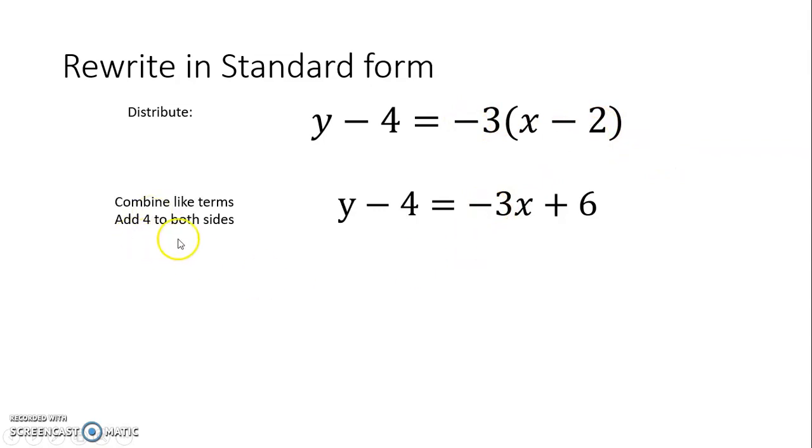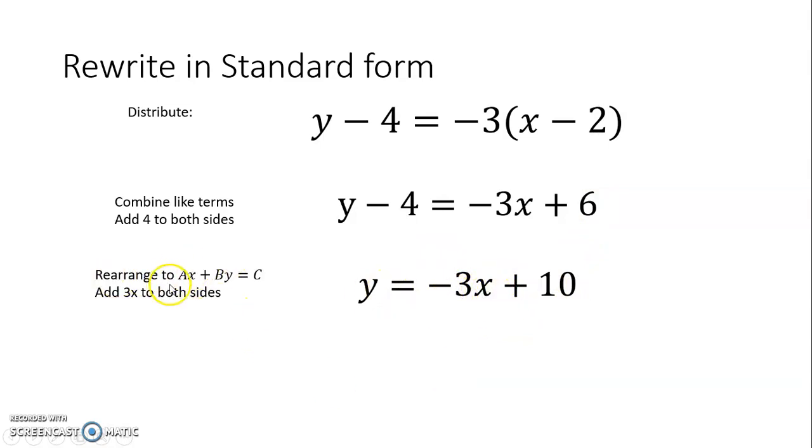Combine like terms. To do that, we need to add 4 to both sides. Let's get this 4 over with this 6. So if we add 4 to both sides, the 4 cancels here, and we end up with 4 plus 6, that's 10. And now we want to get this term that has the x in it over with the y. So if we want to rearrange it, ax plus by equals c. To do that, we add 3x to both sides. When we do that, that cancels this negative 3x over here, and it moves it over there. So we have 3x plus y equals 4.